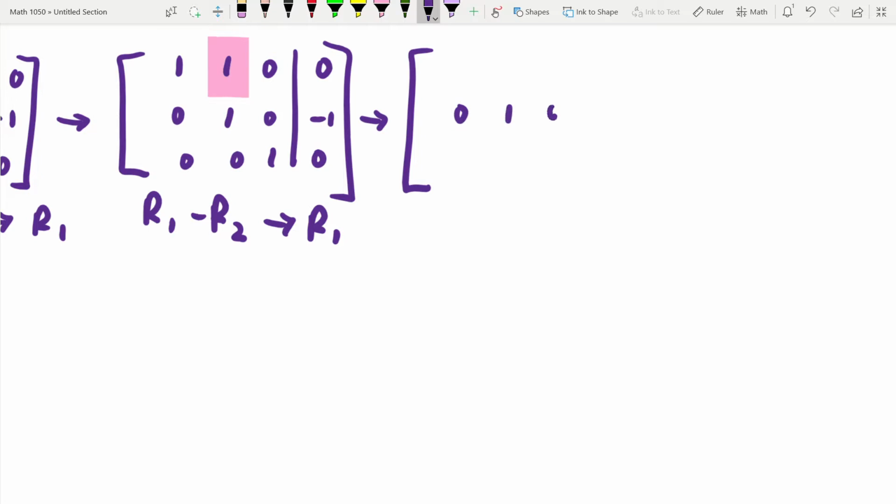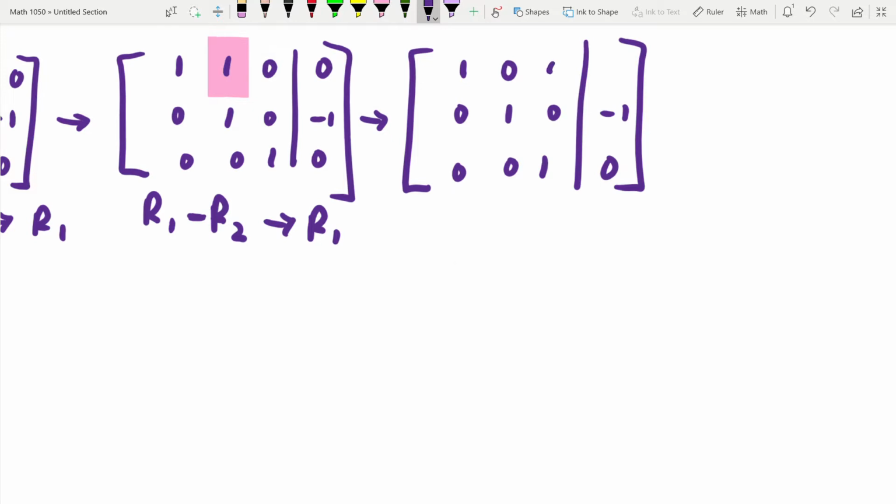So row 2 doesn't change. Row 3 doesn't change. The only time I ever put a negative is this scenario where I'm just subtracting rows. So 1 minus 0, 1. 1 minus 1, 0. 0 minus 0, 0. 0 minus a -1. That's 0 plus 1, which is a 1. And I'm done. My answer is 1, -1, 0. Done.